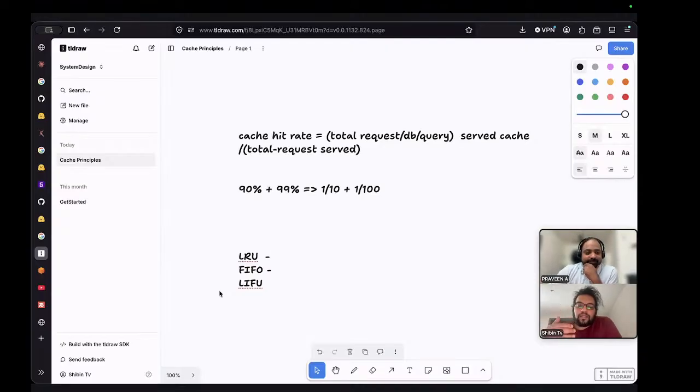The last one is least frequently used. Say, for example, instead of considering the last usage, you keep a counter of how many times it has been used, and the least frequently used, you remove it. Yeah. So where does it come in, right?